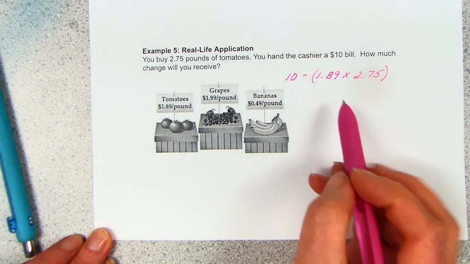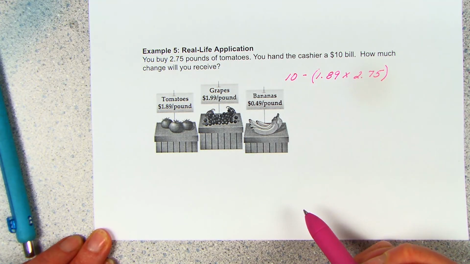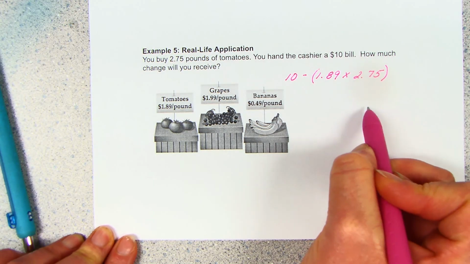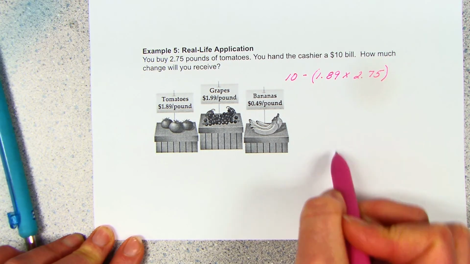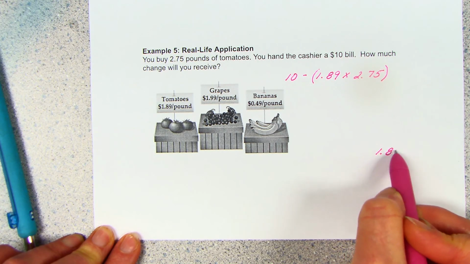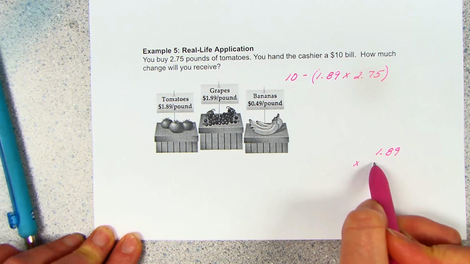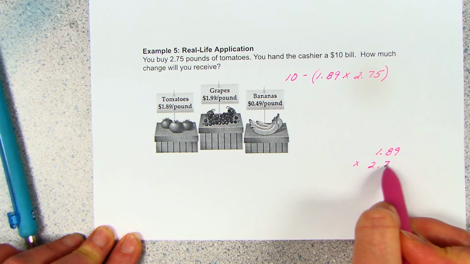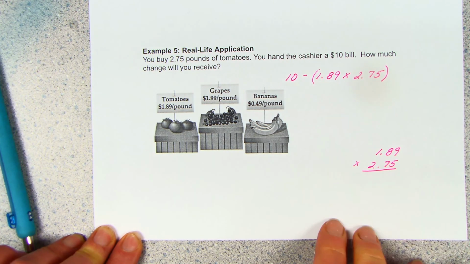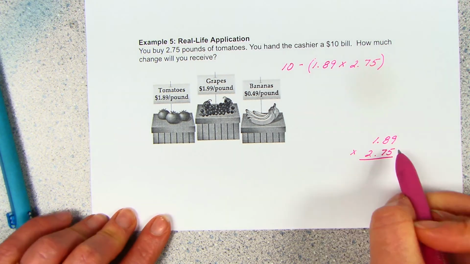Okay, so the first thing I notice when I look at that is that there's a really long multiplication problem. So we'll just do it. Let's do a little side work over here. 1.89 times 2.75. We've got room there. Okay.